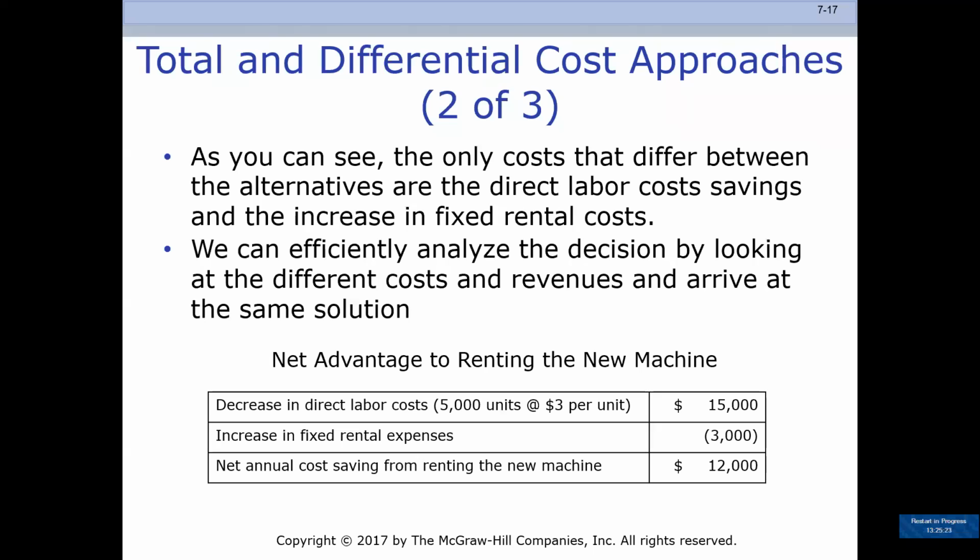Okay, so as you can see, the only costs that differ between alternatives are the direct labor cost savings and the increase in the fixed rental cost. So this is, again, the differential approach. 15 minus 3 is 12. Here it highlights it, whereas before it was in that extreme right-hand column. It's two ways to look at the same thing. This highlights differences, and you ignore all that other stuff that's irrelevant.